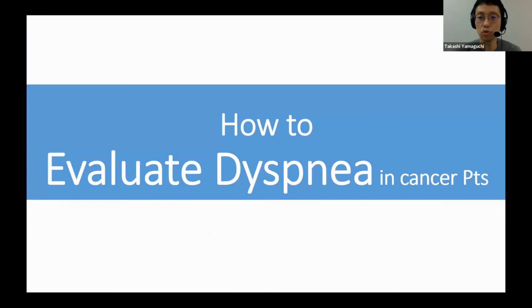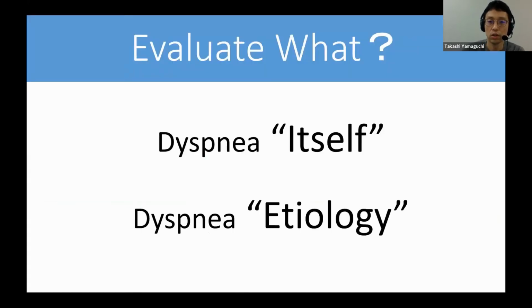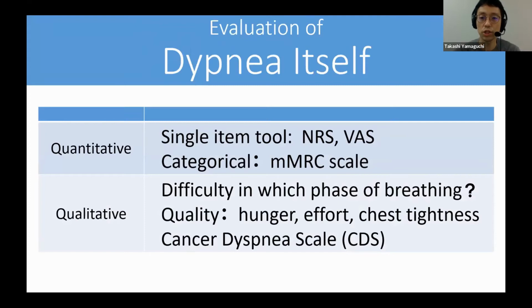So let's move to the evaluation of dyspnea in cancer patients. I always tell my residents, when they see a patient with dyspnea, to evaluate the dyspnea itself and also evaluate the dyspnea etiology. We usually use single item evaluation tools like NRS or VAS for quantitative evaluation of dyspnea.